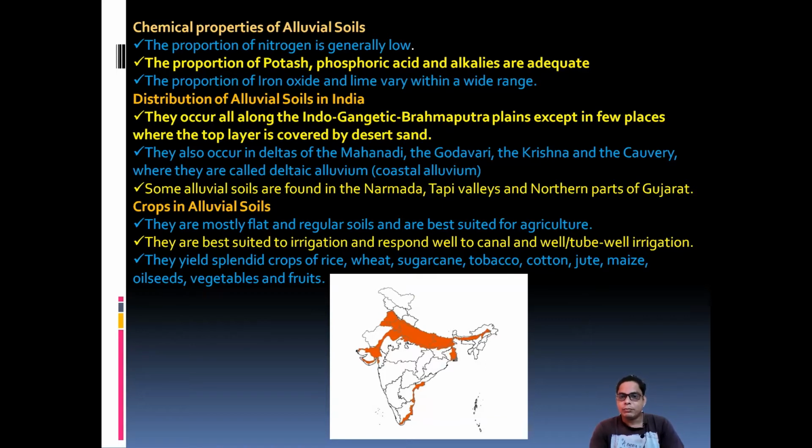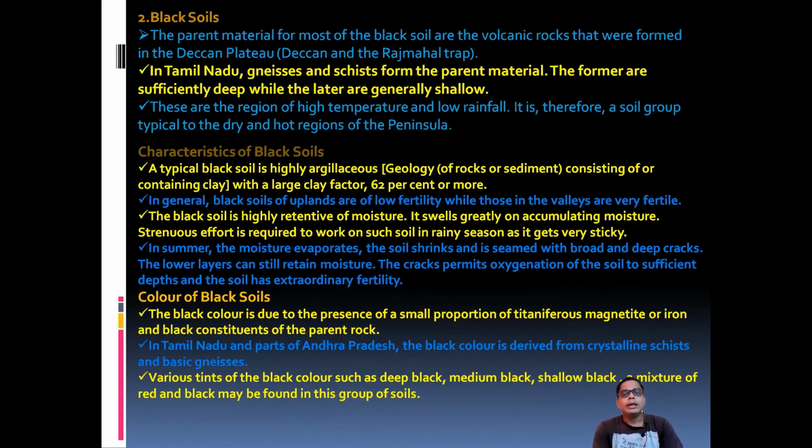So what production can you get? With canal, well or other irrigation, they yield rice, wheat, then sugarcane, tobacco, cotton, jute, maize, oilseeds, vegetables and fruits. All these are cultivated on the alluvial soil. Okay, then the next soil we want to discuss is known as the black soil.